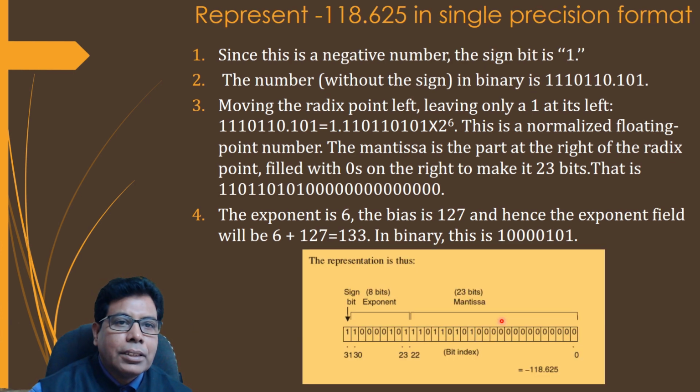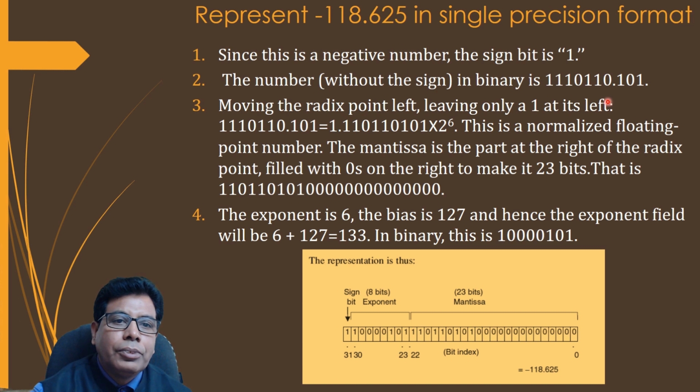Then let us take one more example, that is the negative number minus 118.625. Now the conversion to binary we will not do here, we will directly take the number. Since it is a negative number, this sign bit will be 1, and the number we are taking in binary will be 1110110, that will be 118, and 0.625 is 0.101.